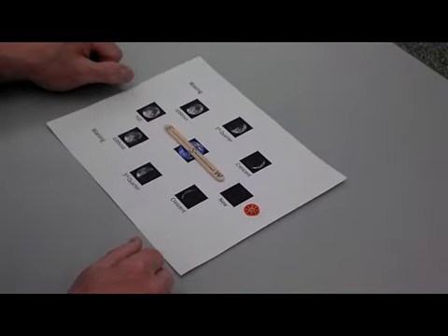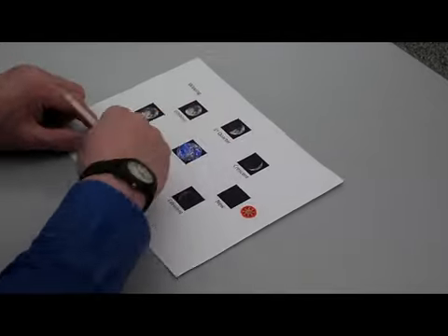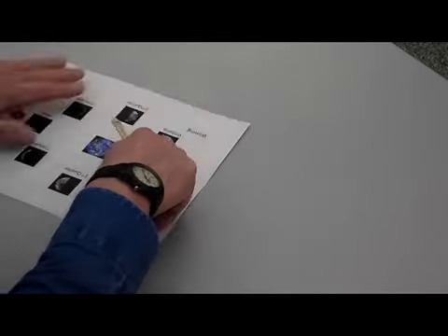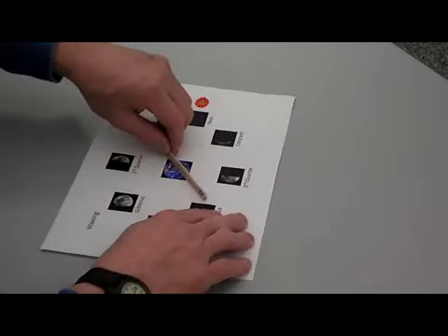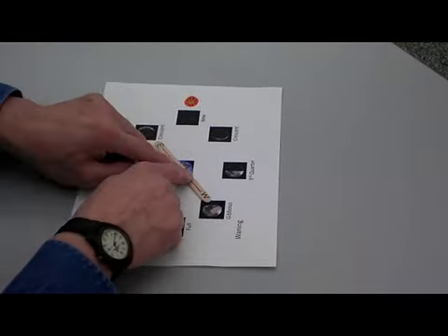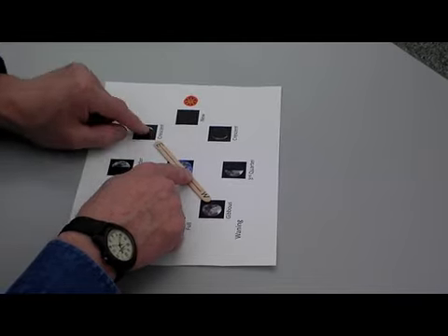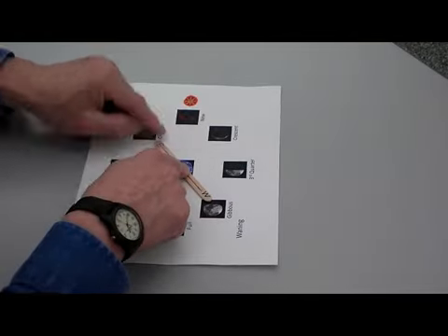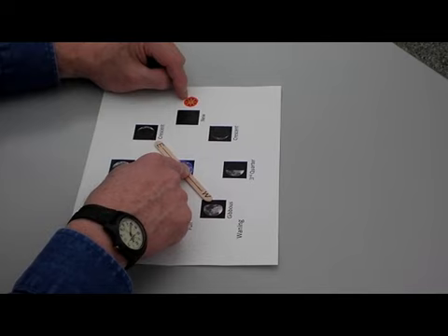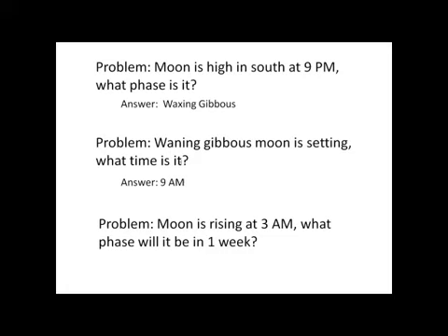Problem 2 states that the waning gibbous phase is setting, and therefore, what time is it? So first we identify the waning gibbous phase. We rotate it such that it is relative to our virtual horizon at the 6 p.m. setting position. We then look at the location of the sun, and we see that, this being 6 a.m., 6 p.m., noon, the sun is at the 9 a.m. position, which is the answer. And as we see, the answer is 9 a.m.